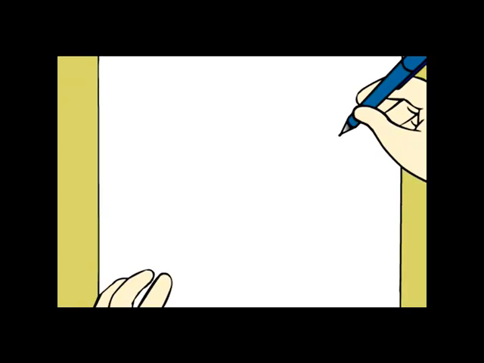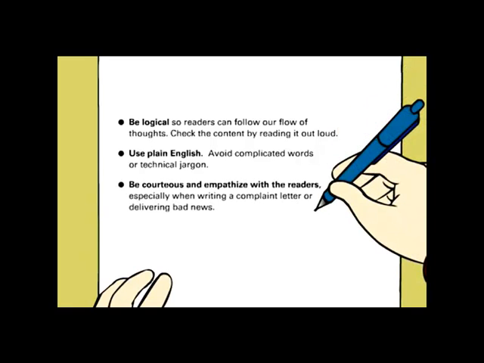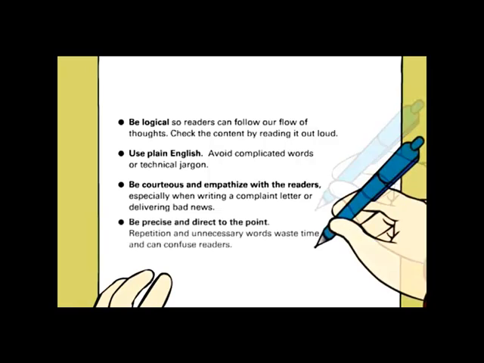Here are a few tips. Be logical so readers can follow our flow of thoughts. Check the content by reading it out loud. Use plain English. Avoid complicated words or technical jargon. Be courteous and empathize with the readers, especially when writing a complaint letter or delivering bad news. Be precise and direct to the point. Repetition and unnecessary words waste time and can confuse readers.